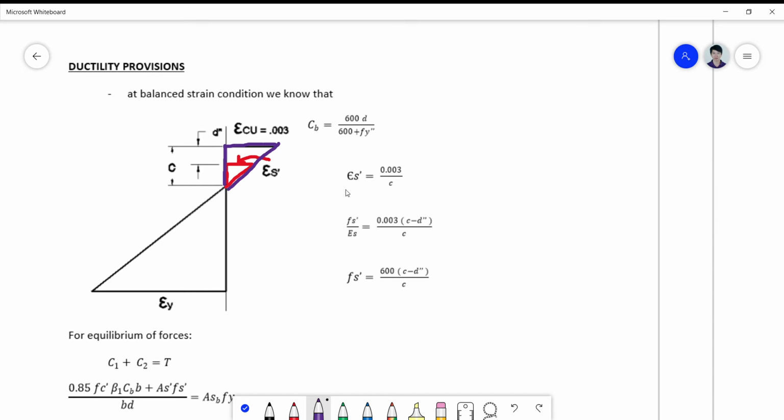Okay, so the proportion is such that your epsilon s prime is divided by this distance here, which is actually c minus d double prime, is equal to this side here divided by the total vertical side c. Okay, so this is the corrected proportion. So this is by ratio and proportion.